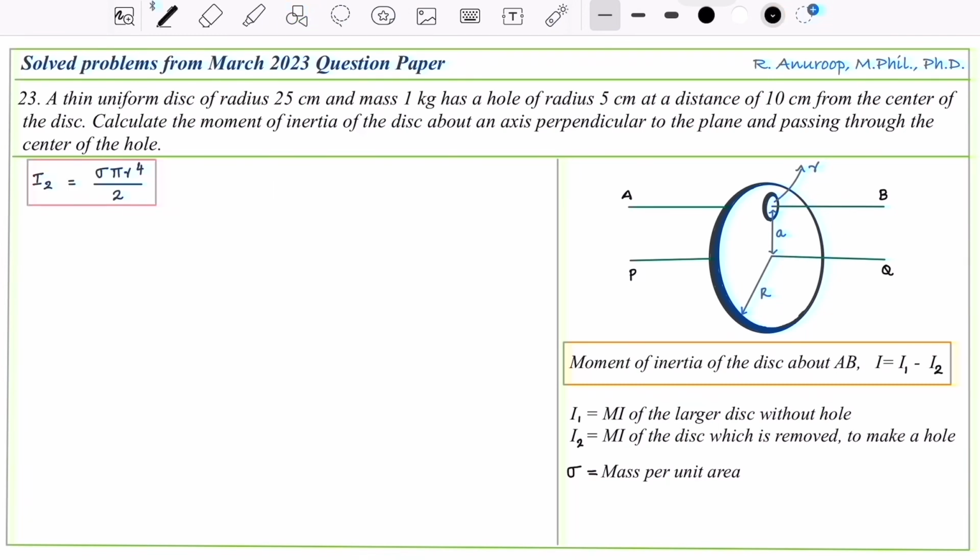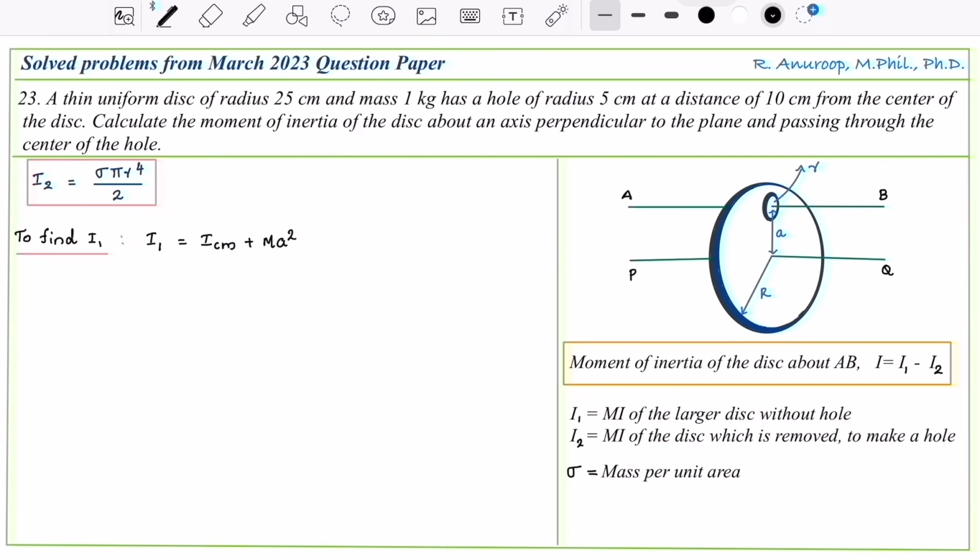Now let us find out the moment of inertia of the larger disk without hole. Here the axis is AB. This axis AB is at a distance a from the center. Therefore, the moment of inertia of the disk about AB can be determined using the parallel axis theorem. If I1 is the moment of inertia of the disk about AB, then this I1 is ICM plus Ma square.